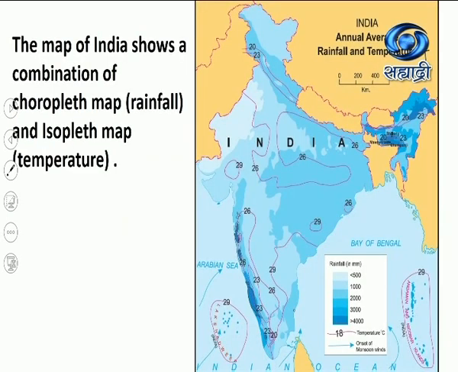rainfall. Now, let's study the map of India and its climatic conditions. This map again shows the combination of choropleth, that is rainfall, and isopleth map, that is temperatures. In this map, we can see these lines which join the places having equal temperatures. In the north, we find the minimum temperature of 20 degrees Celsius.